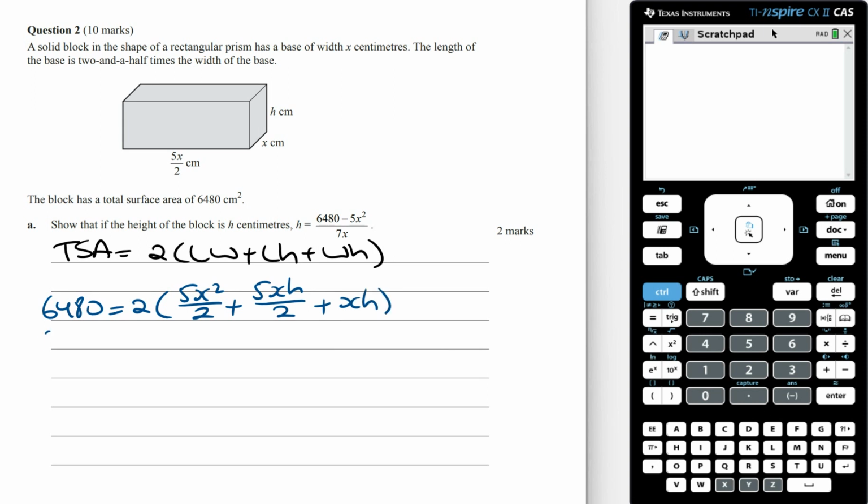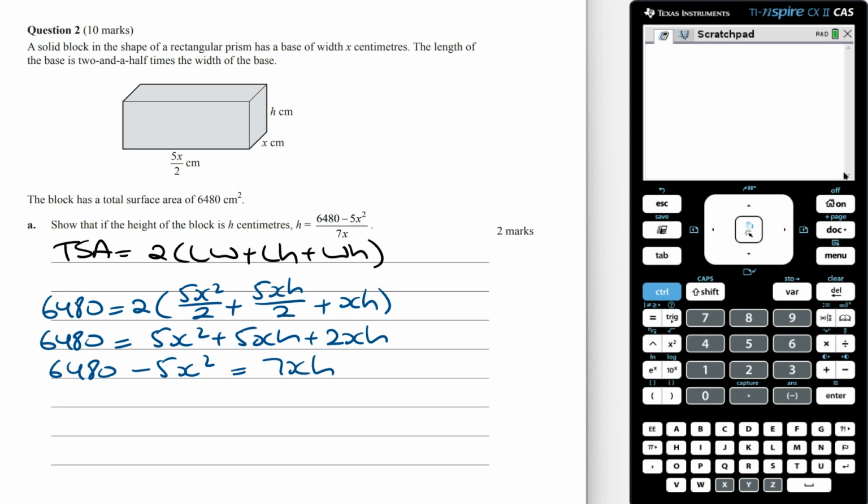Expanding the right hand side, we're going to get 6480 is equal to 5x squared plus 5xh plus 2xh. Rearranging this, we're going to get 6480 minus 5x squared is equal to 5xh plus 2xh, which is 7xh. And now dividing both sides by 7x, we're going to get h is equal to 6480 minus 5x squared over 7x, as required.